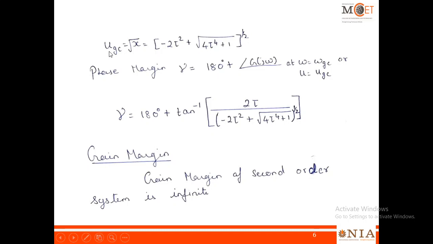So UGC is equal to square root of x. We have taken the square root of this x value, so that we got the UGC. This UGC is nothing but the frequency at which the gain of the open loop transfer function is equal to unity. After getting this frequency value, you have to find the phase at this frequency.